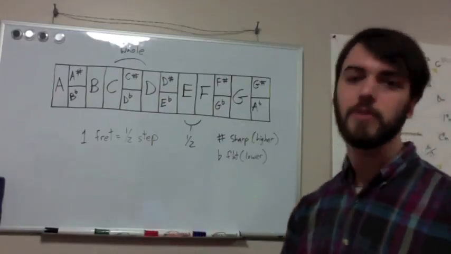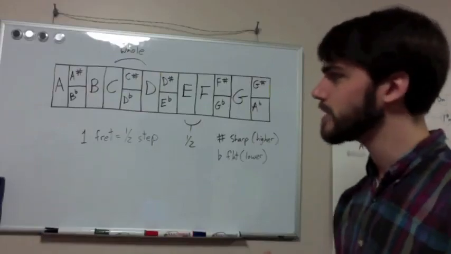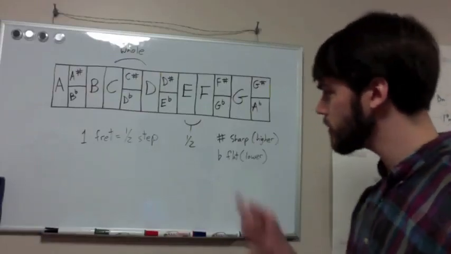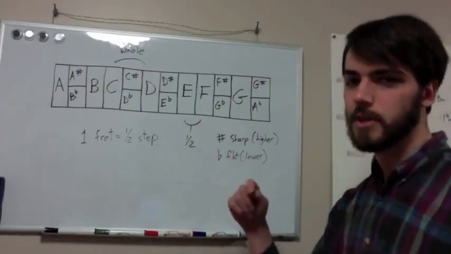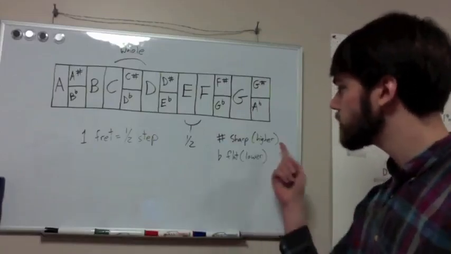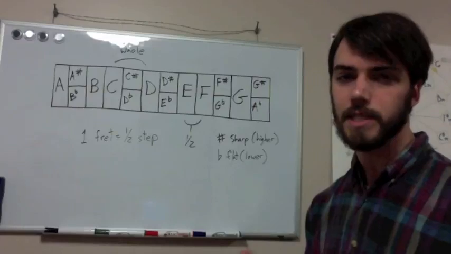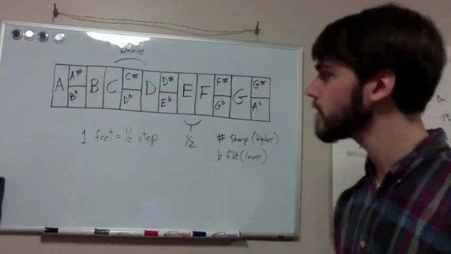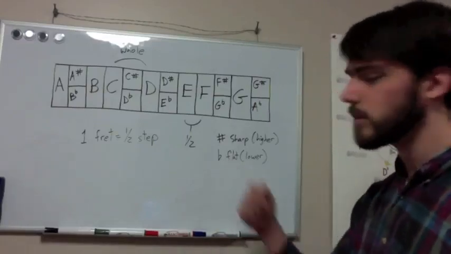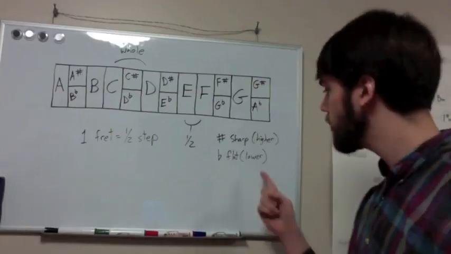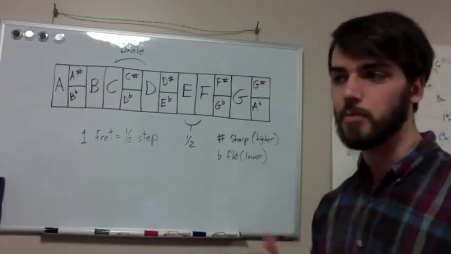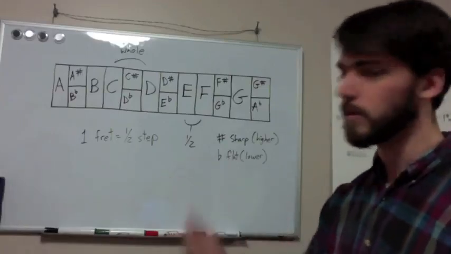We have 5 other notes that are known as sharps and flats. A sharp, which looks kind of like a number sign here, represents when something is higher. For example, A sharp is slightly higher than A. And then a flat looks kind of like a lowercase b. It tells you that it's lower. So B flat would be lower than a B.